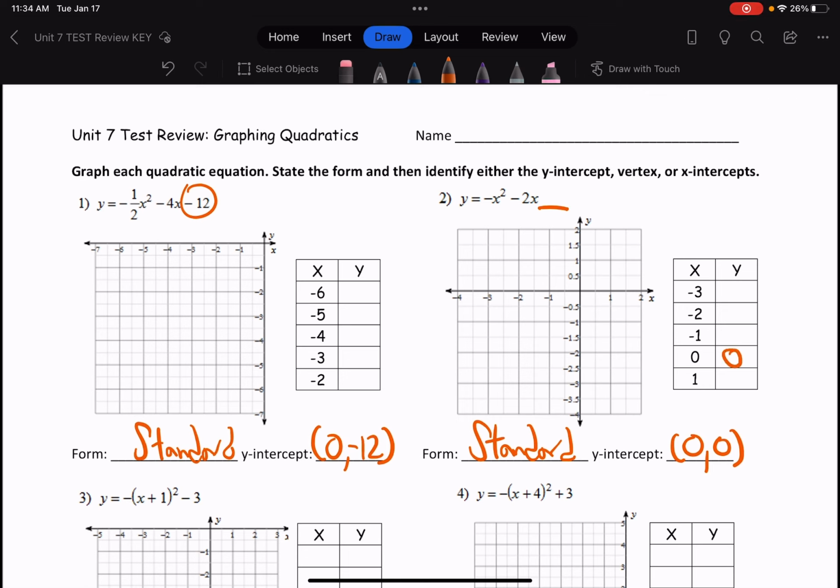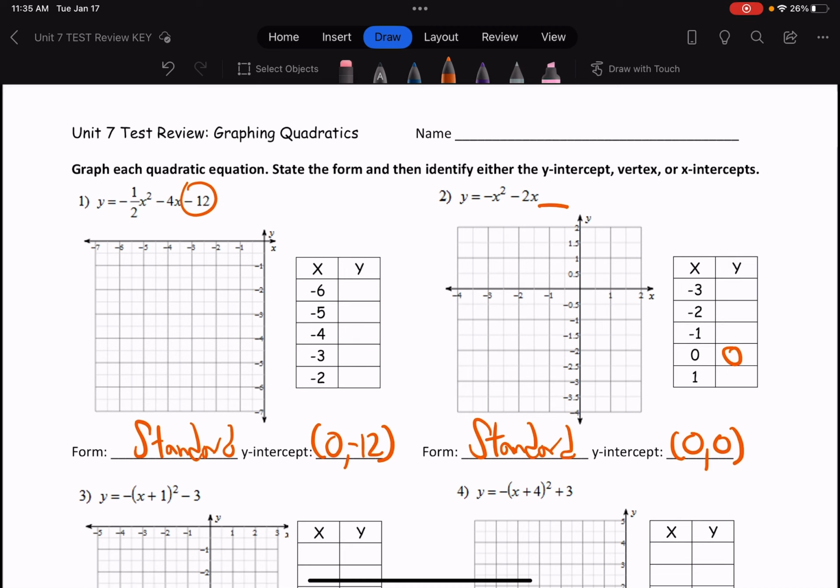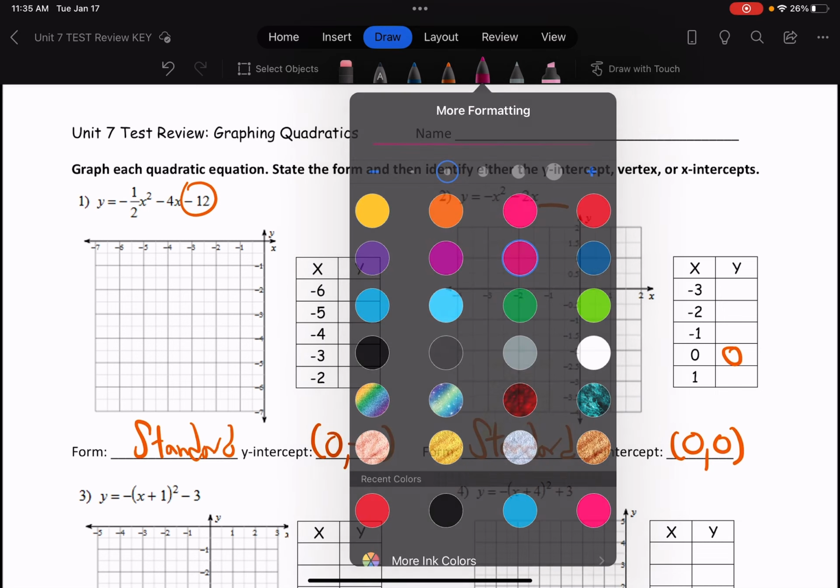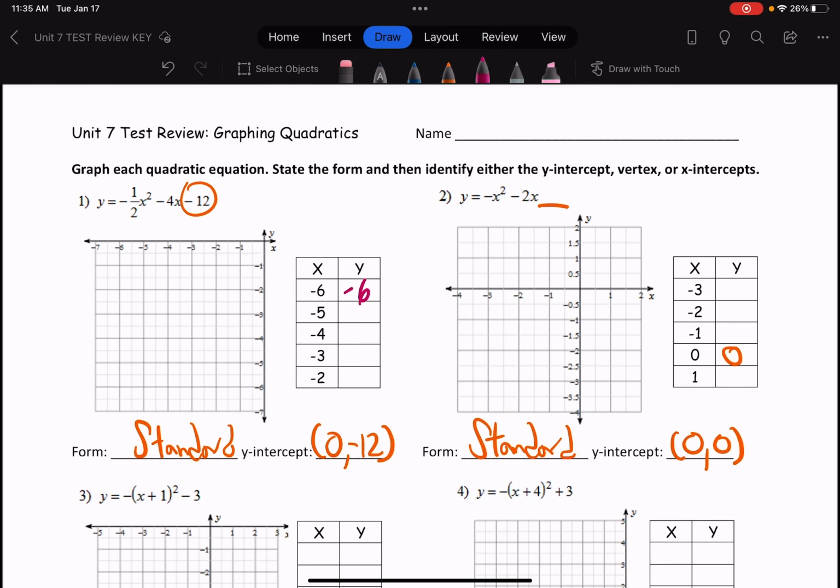But that's okay. Into the table function we go in our calculator, and I'm going to enter in negative 1/2 x squared minus 4x minus 12. And I'm starting at the value where x is negative 6. So when x is negative 6, I get a y value of negative 6. When x is negative 5, I get a y value of negative 9/2.